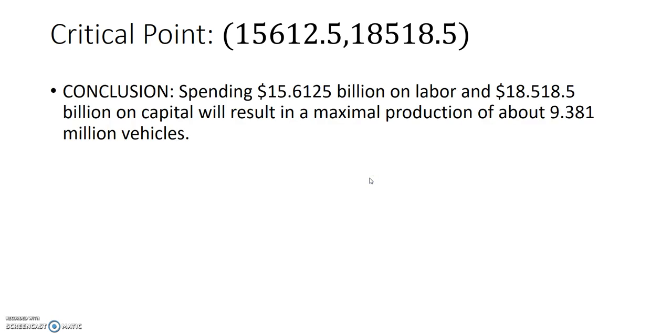Okay, so our conclusion is that spending $15.615 billion on labor and $18.518 billion on capital will result in a maximal production of about 9.381 million vehicles. Done deal. That's it. And that's the method that we would mathematically use in order to compute the critical point.